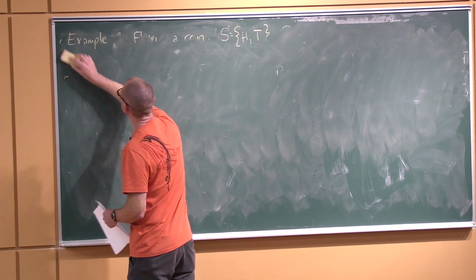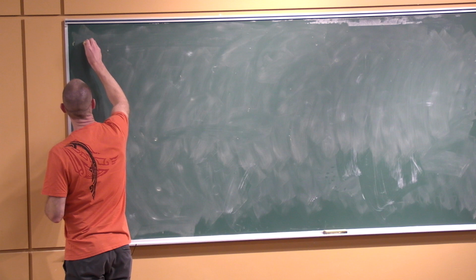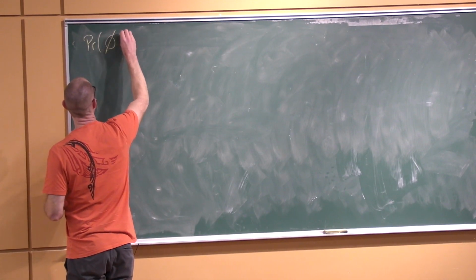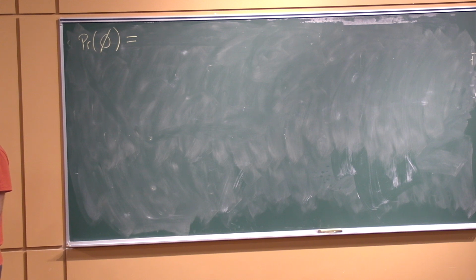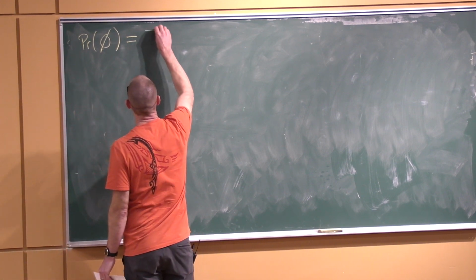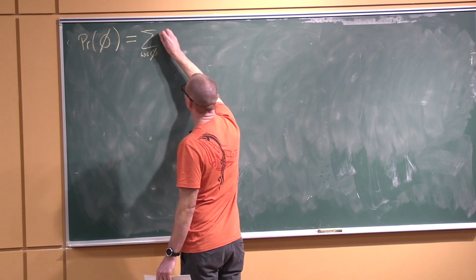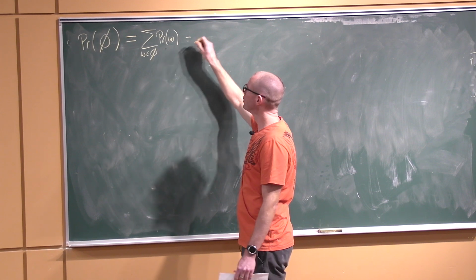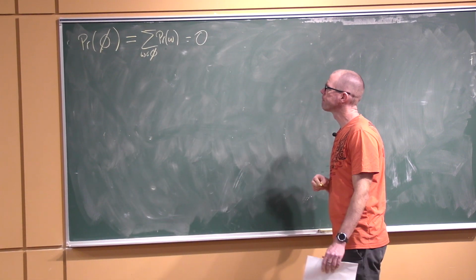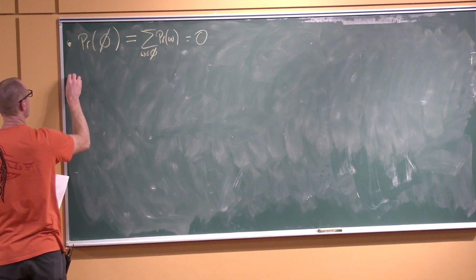So here are a few things that the book presents, sometimes as lemmas. Here's the most basic one: the probability of the empty set. What's that? Well, we can apply the definition. It's the sum over all the omegas in the empty set of the probability of that outcome. But this is an empty sum, right? There are no terms here, so that's 0. That's an important fact.